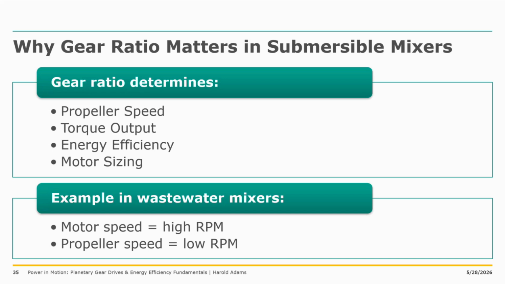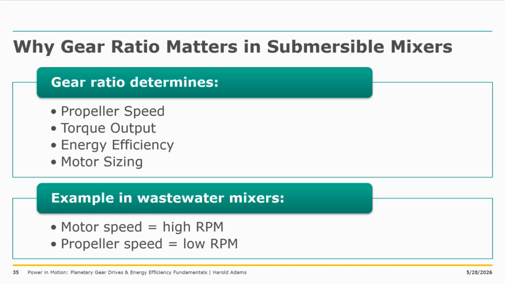Number 2, the torque output. Wastewater often contains sludge, organic solids, fibrous materials, and highly viscous fluids. Higher gear ratios increase torque that allows mixer blades to operate in heavier fluids, all the while maintaining the correct solids suspension rate. And then third, the energy efficiency and motor sizing consideration.